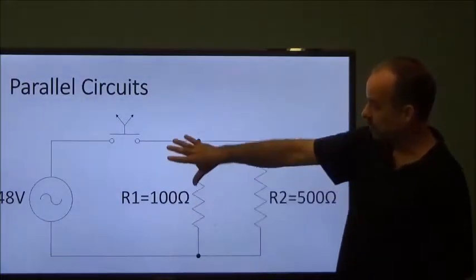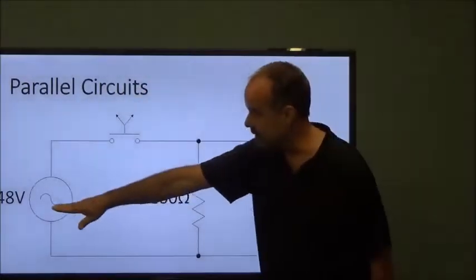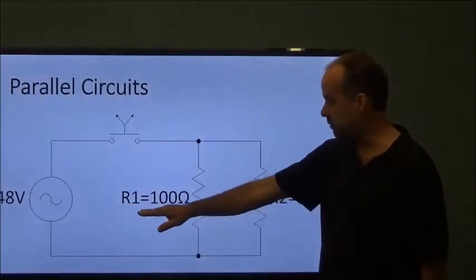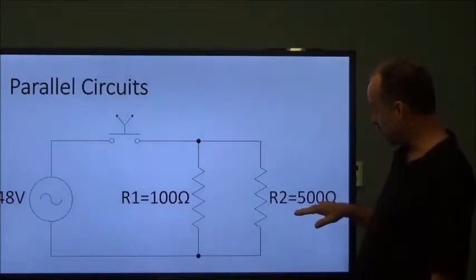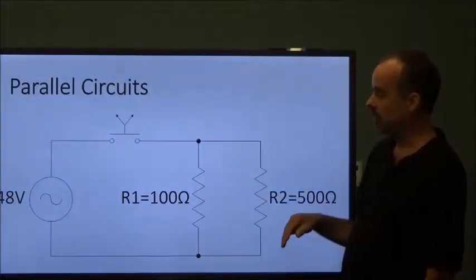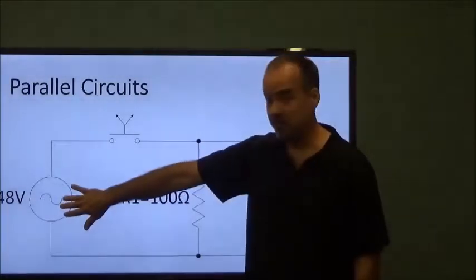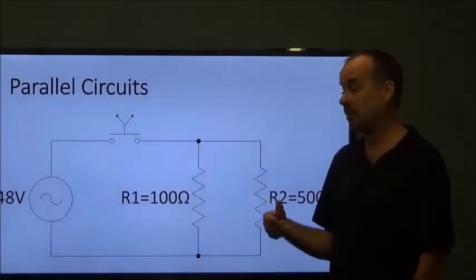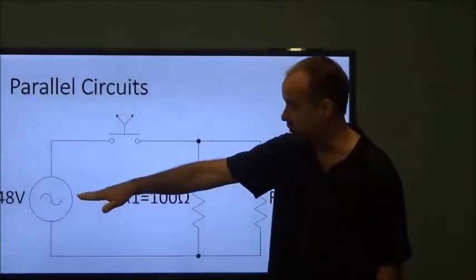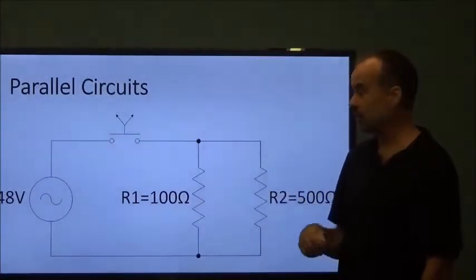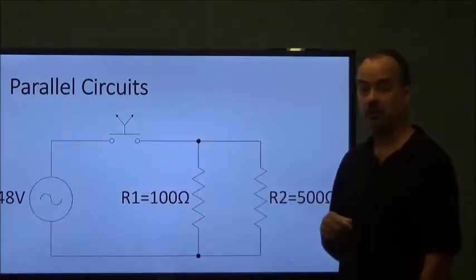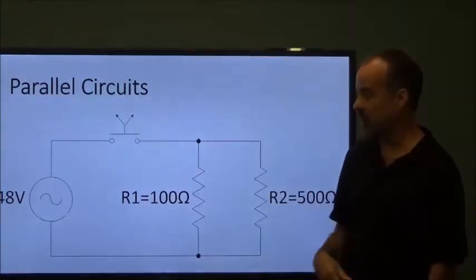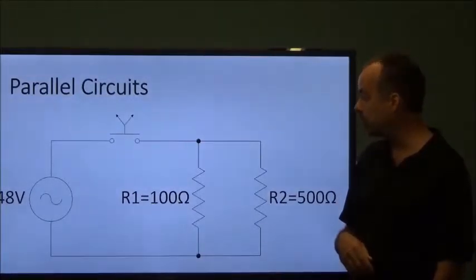As we go through, we need to add some values. What I have here is the same circuit, and I've added in a 48 volt, still AC supply. My R1 is 100 ohms, and my R2 is 500 ohms. And like I said, in this example, we have an AC supply, but when it comes to using Ohm's law, we don't care if it's AC or DC. All we need to know is the values of the voltage, resistors, and current. AC or DC doesn't matter with Ohm's law. But just in this example, we have an AC power supply.